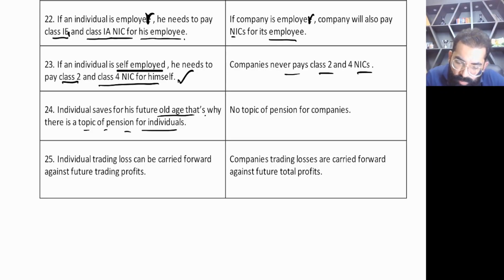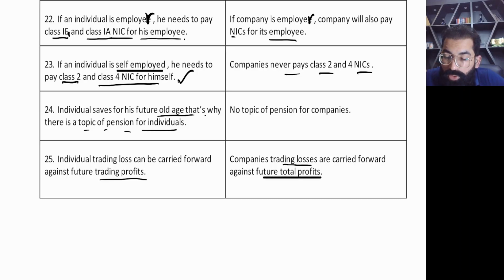Individuals' trading loss can be covered. Yes, if there is a trading loss incurred by an individual and you carry forward the trading loss, for individuals the trading loss carried forward will only set off against future trading profits. But for companies, trading losses are carried forward against future total profits. You know that.